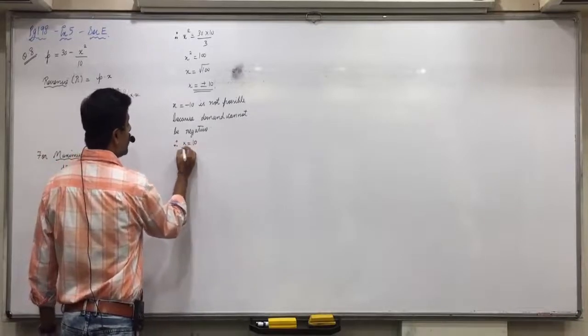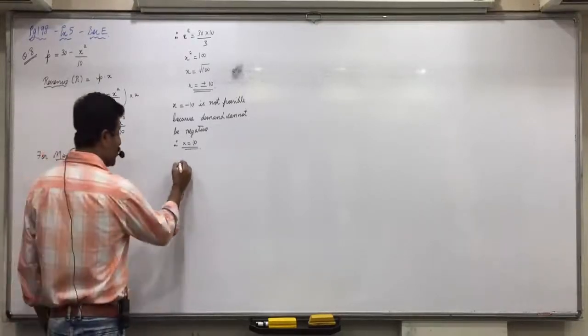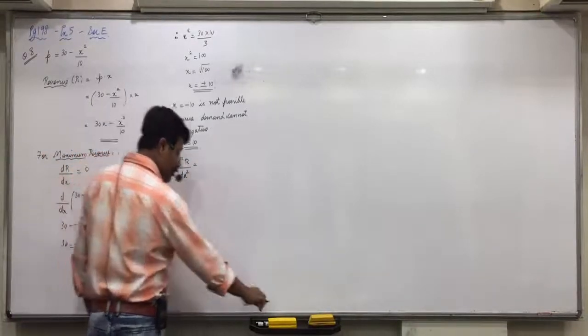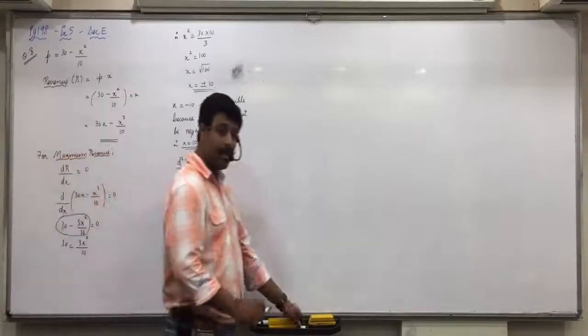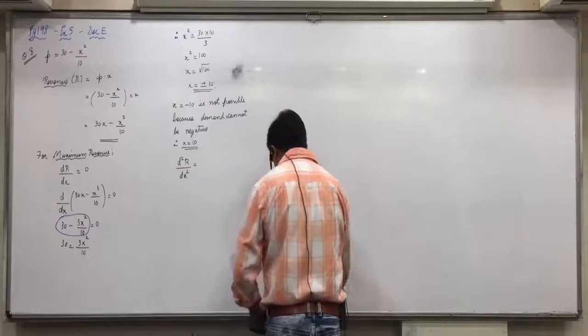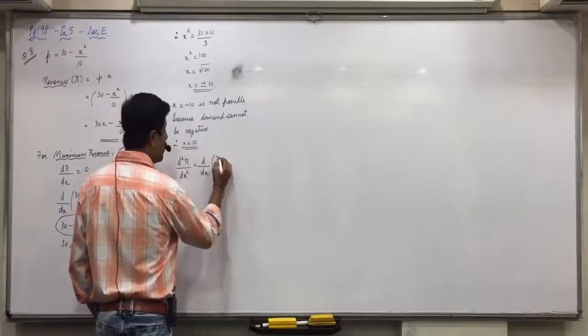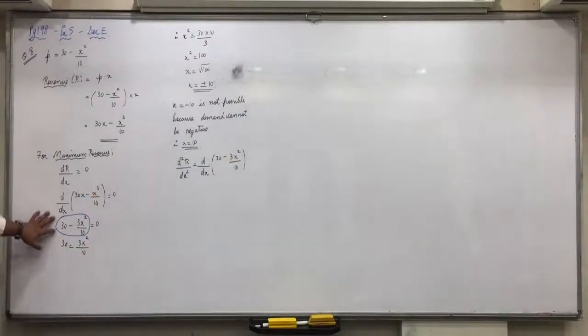Now we have to prove that the revenue would be maximum. For that, the second condition: d square R upon dx square must be less than 0. So first we will find d square R upon dx square. What was dR upon dx? 30 minus 3x square upon 10, that we will differentiate again. So d upon dx of 30 minus 3x square upon 10. This was dR upon dx. Any doubts up till here?